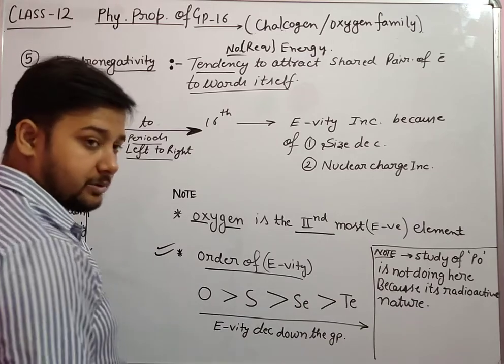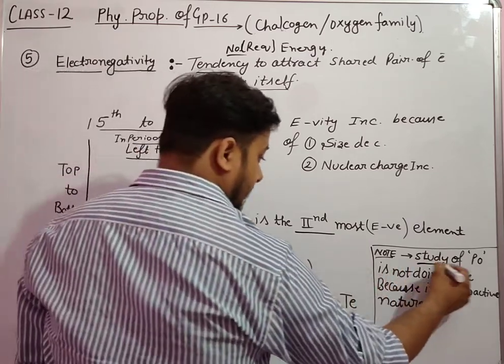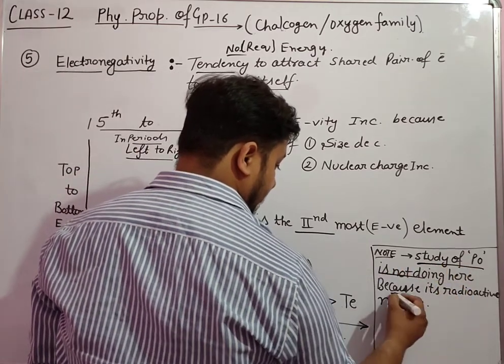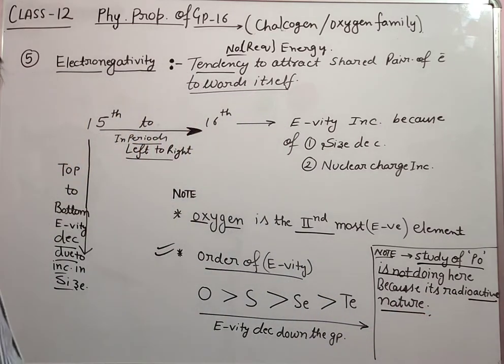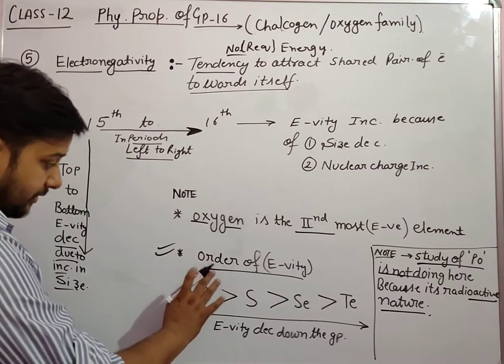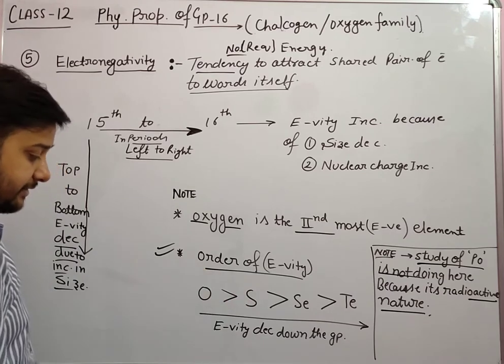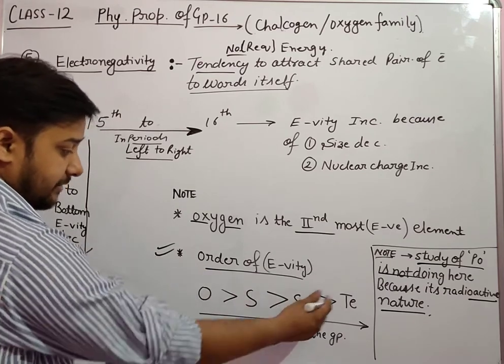We are not talking about polonium, because the study of polonium is not done here, as it is radioactive in nature, a short-lived element. Clear? So we will not properly study polonium. That's why. Now, the order of electronegativity is this: oxygen, sulfur, selenium and tellurium.